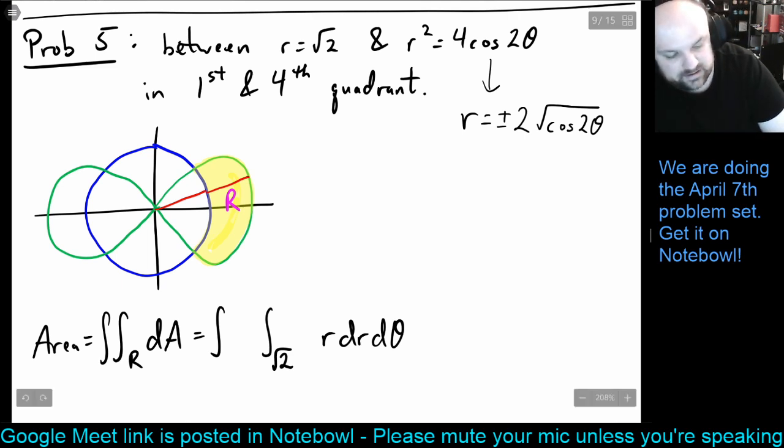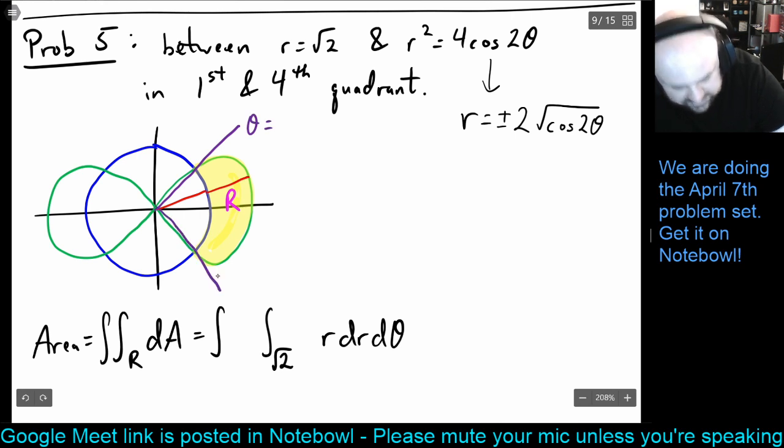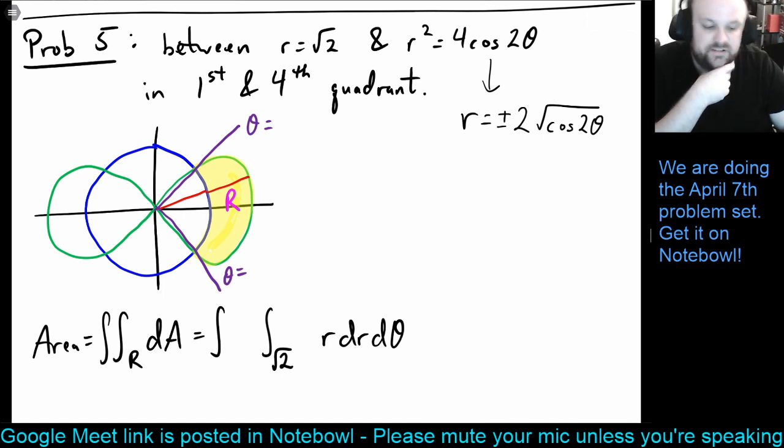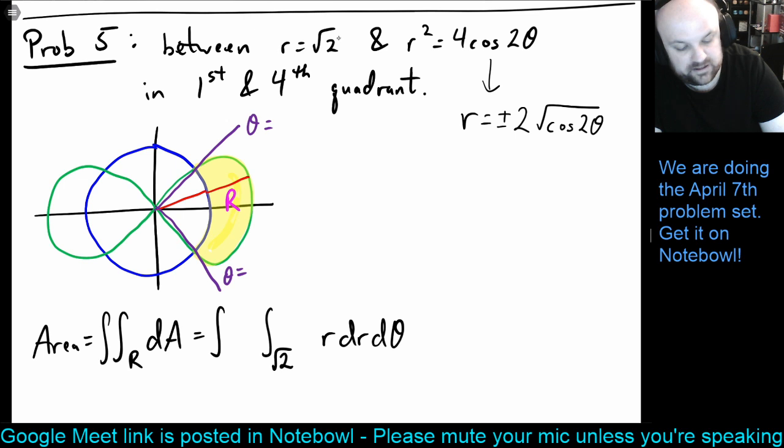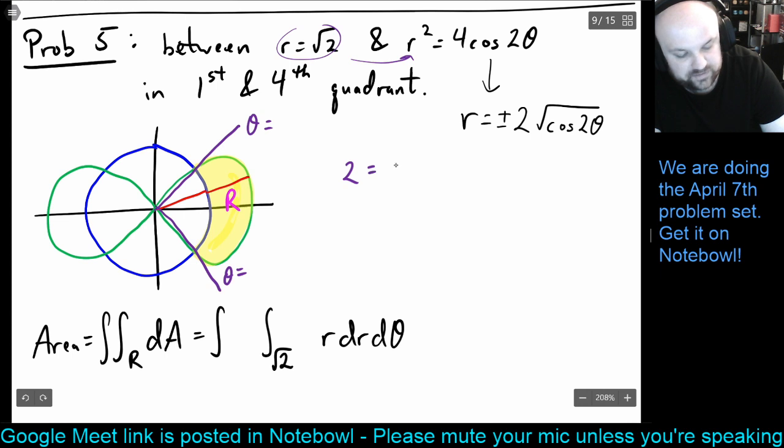Anyway, let's see here. So we need to figure out what these theta values are here and here, right, where these things intersect. So to do that, just as always, we're going to plug one of these into the other. So if we plug this in here, we're going to get 2 equals 4 cosine of 2 theta, which says that cosine of 2 theta is 1/2.